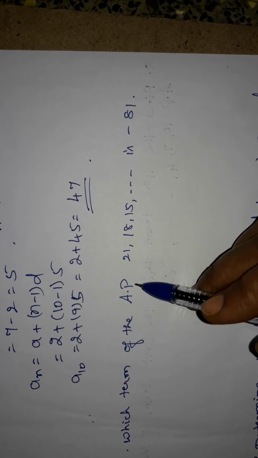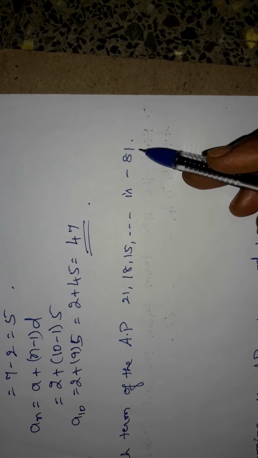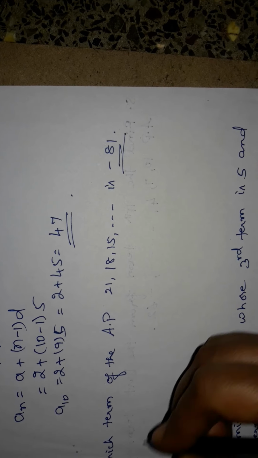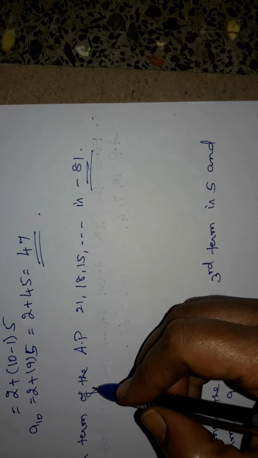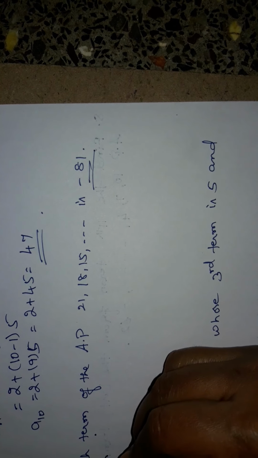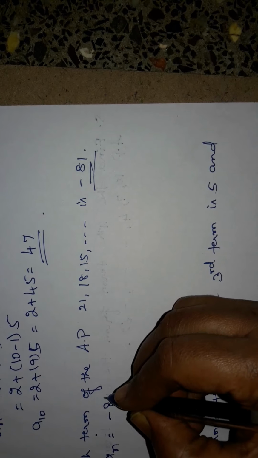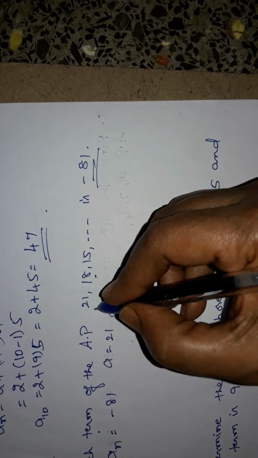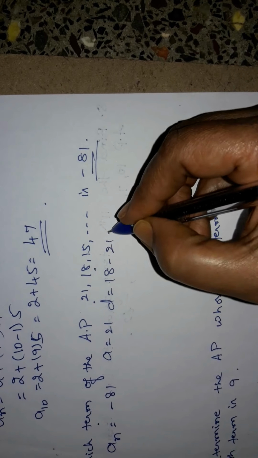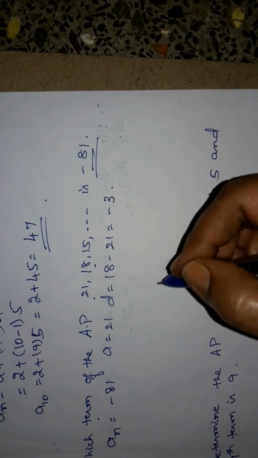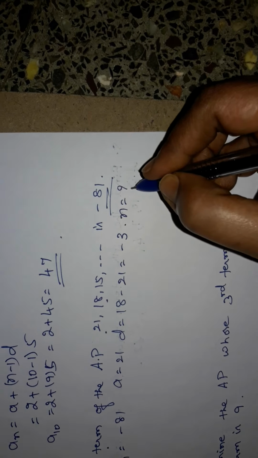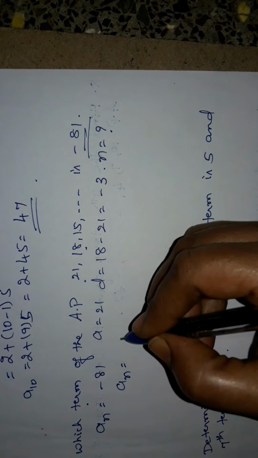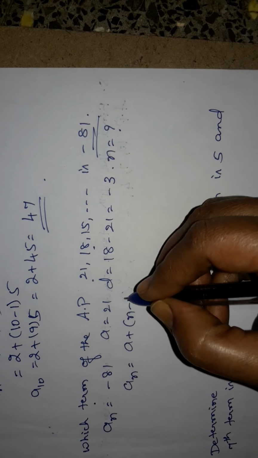Next sum. Which term of the AP is minus 81? That means here minus 81 is not n here. N is always a positive number, and also you have to understand the sum. Which term means they are given an equals minus 81. A equals 21. D equals second term minus first term. 18 minus 21, that is minus 3. Now we have to find out n. Which term means we have to find out the n. N equals question mark. An equals A plus n minus 1 into D.